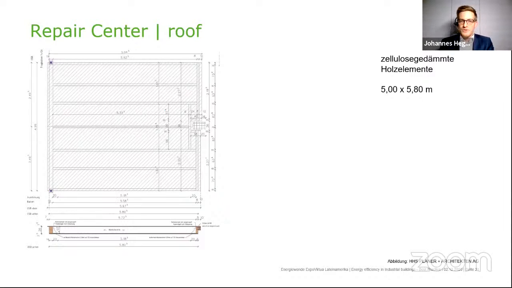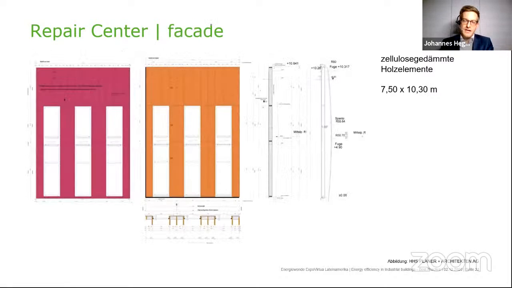Really interesting for me was the construction of the roof and the facade, because here we were able to store a lot of CO2 in the construction. So we used big wooden elements in the ceiling, in the roof area, 5 to 5.8 meters in one module, and in the facade even bigger. So the modules were 7.5 to 10.3 meters in one piece.